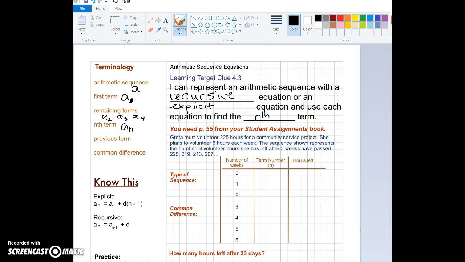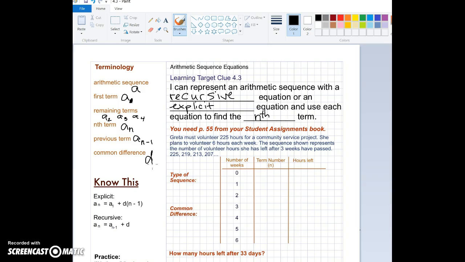So to find the next term, we have to know what the previous term was, and the previous term is A sub n minus 1, which just means that if I want to find the 10th term, I need to know what the 9th term is. If I want to find the 20th term, I need to know what the 19th term was. So I always have to pick the term right before it and then add my common difference. And the last thing is the common difference is going to be represented by the letter D. So all of those things make sense, don't they?